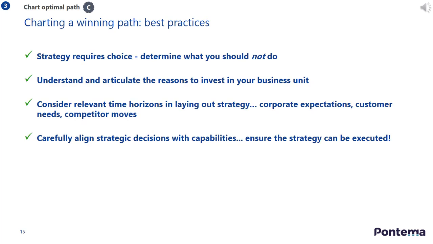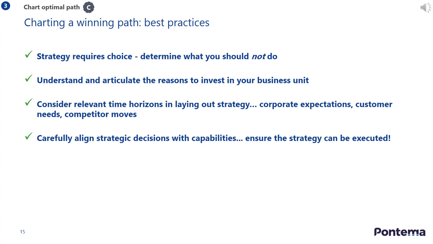When it comes to charting a winning path, here are some best practices. Firstly, strategy requires choices and determining what you should not do. If you have some current competitive positions that are not part of your long-term strategy, then they should be managed accordingly. For example, divestment or merger with another business unit. Secondly, understand and articulate the reasons why the organization's leadership team should invest in your business unit.